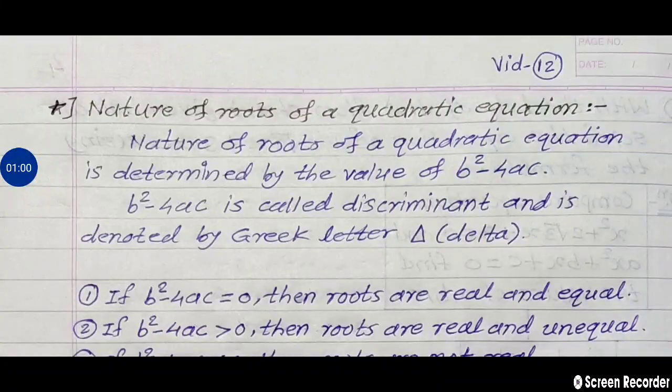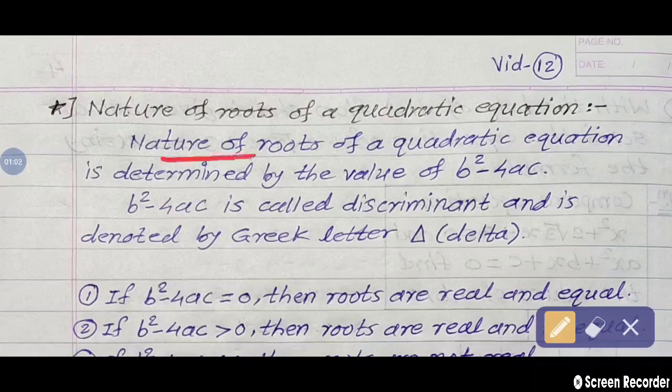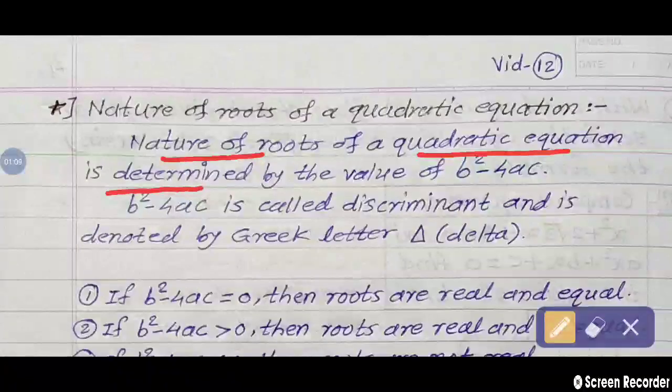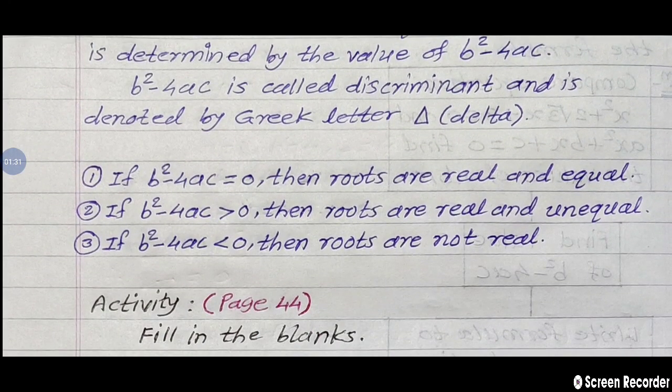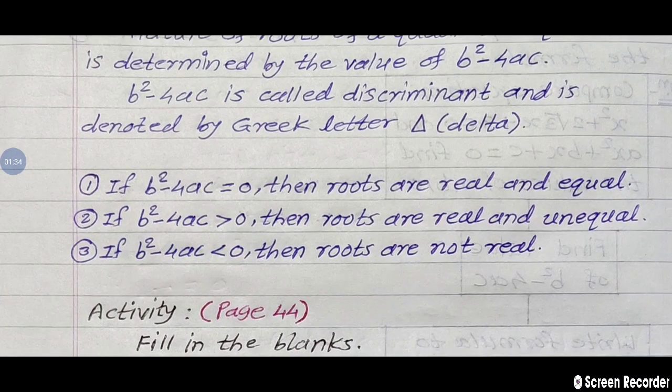Now see here, the nature of roots of a given quadratic equation is determined by the value of b square minus 4ac. This b square minus 4ac is called the discriminant and is denoted by the Greek letter delta. So we have three different values of this discriminant, and then we will decide the nature of roots.